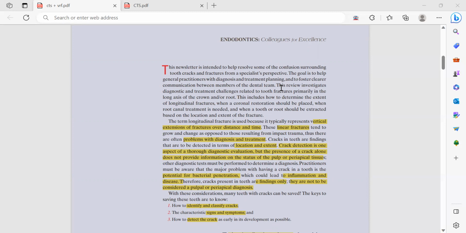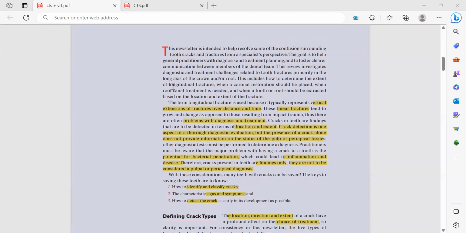other investigations. This review investigates diagnostic and treatment challenges related to tooth fractures, primarily in the long axis of the crown or root. This includes how to determine the extent of longitudinal fracture, when a coronal restoration should be placed, when a root canal treatment is needed, and when a tooth or root should be extracted.